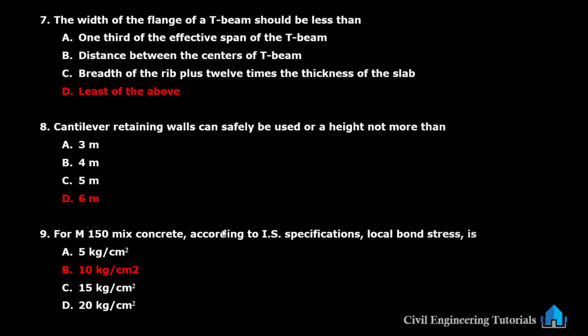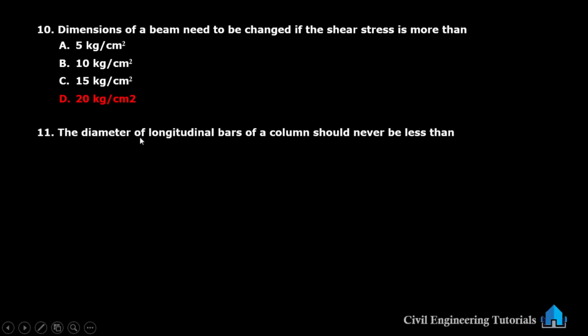For M150 mix concrete, according to IS, dimension of beam need to be changed if the shear stress is more than option A 5 kg per centimeter square, option B 10 kg per centimeter square, option C 15 kg per centimeter square, and option D 20 kg per centimeter square. So the answer is option D 20 kg per centimeter square. Dimension of a beam need to be changed if the shear stress is more than 20 kg per centimeter square.